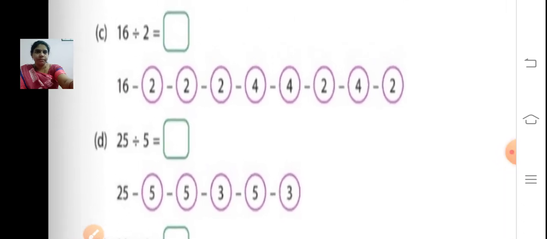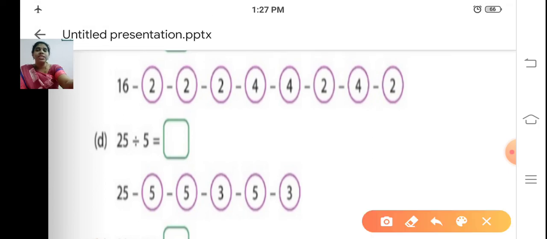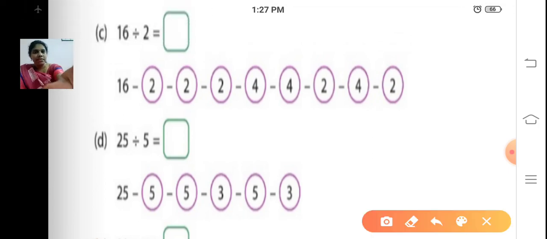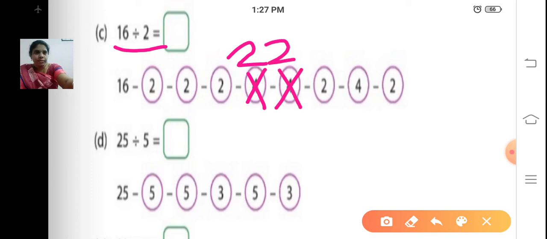Now see the sum. Same way, 16 divided by 2 is equal to. Now same way we are going to subtract 16 minus 2, minus 2, minus 2, till you reach 0. So again minus 2, minus 2. Again what number will come here? Again 2 will come here, and here also 2.